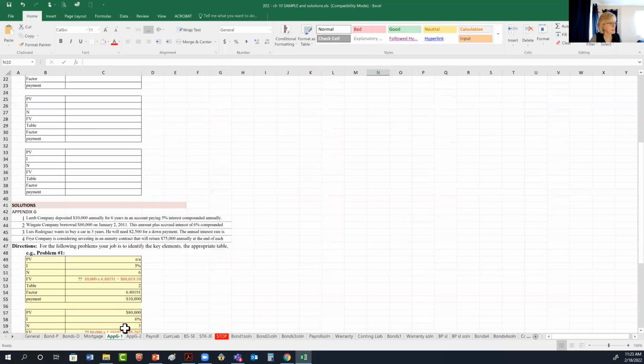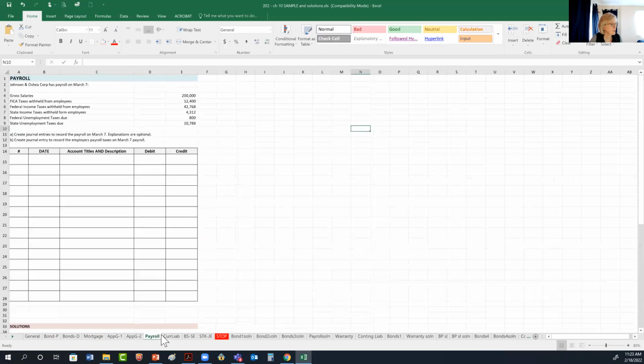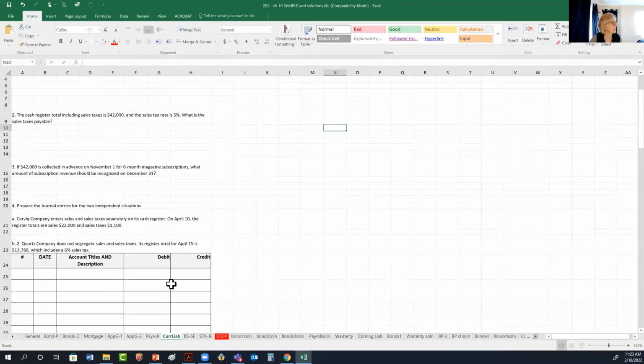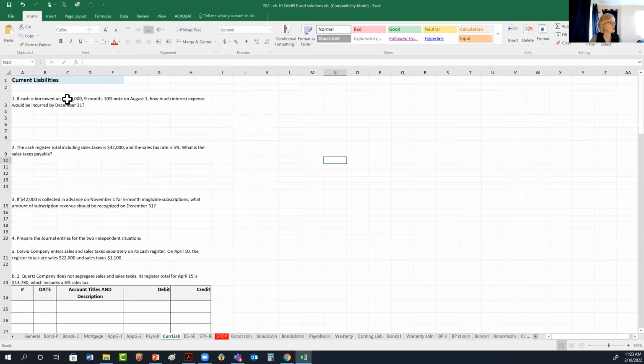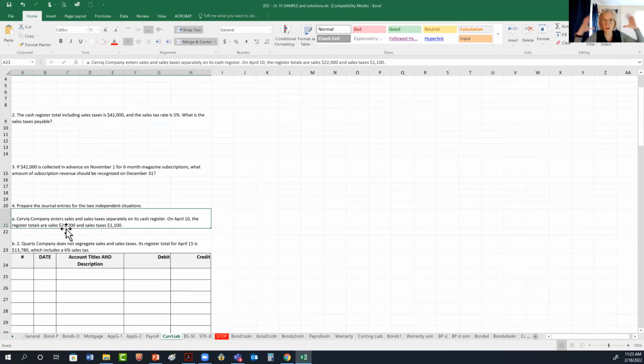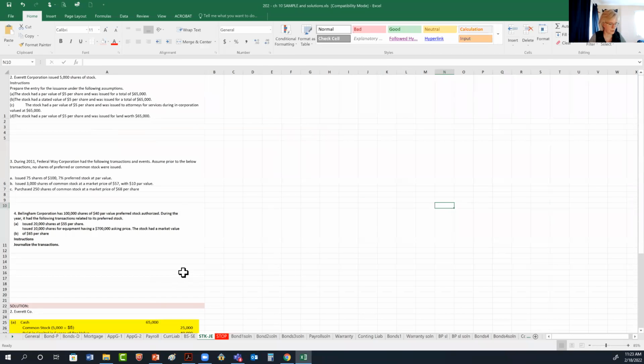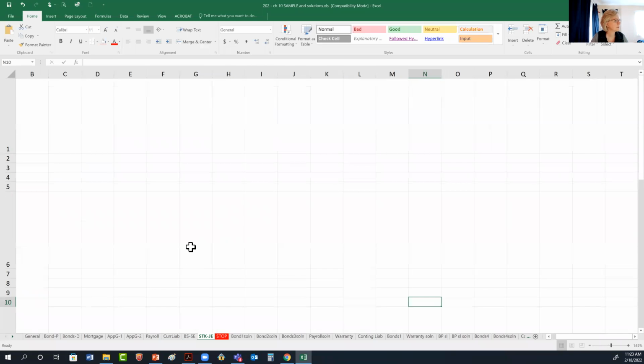Mortgage, we talked about. Appendix G, we've got some problems. More Appendix G, calculating the selling price of a bond. We've got a payroll problem, a bunch of current liability problems: interest expense, sales tax, magazine subscriptions, which is going to be unearned revenue. And then how do you calculate, if you get the total amount for sales and it includes sales tax, how do you calculate the pieces? Okay. And then we just have that, which we just did. And then a couple of journal entries for issuing stock.